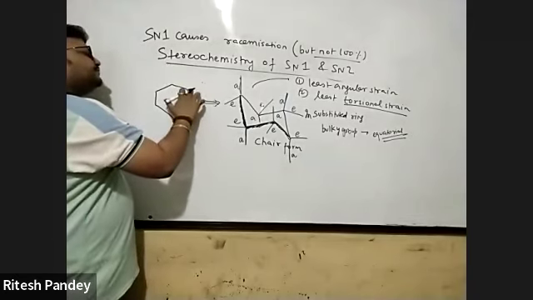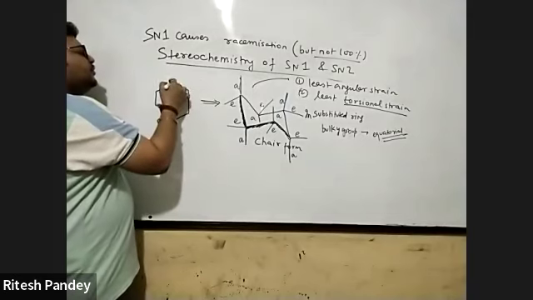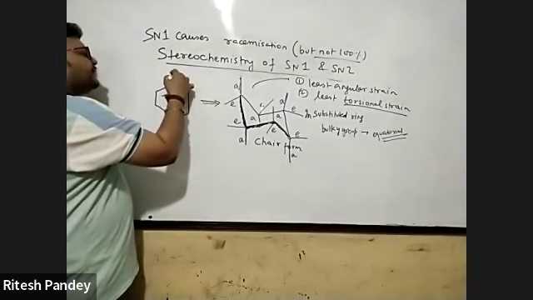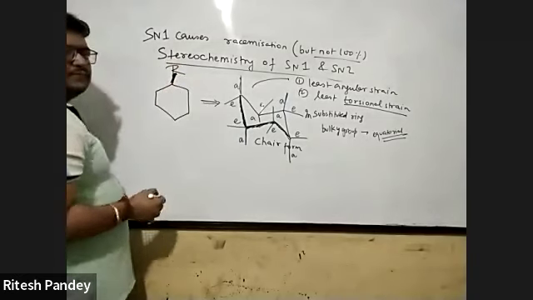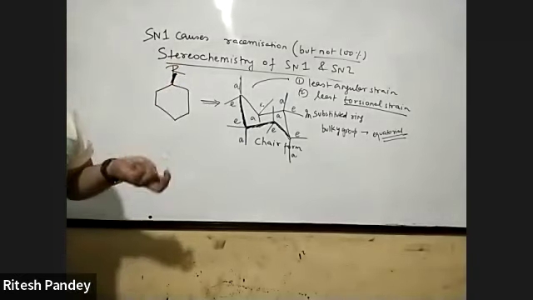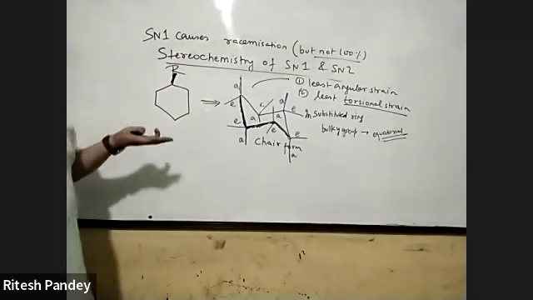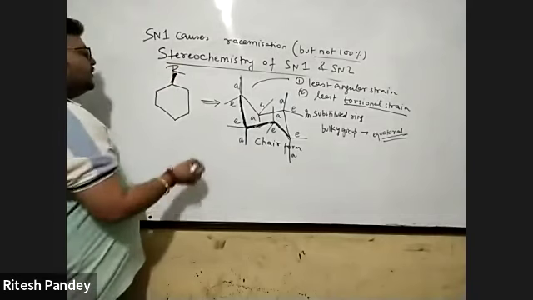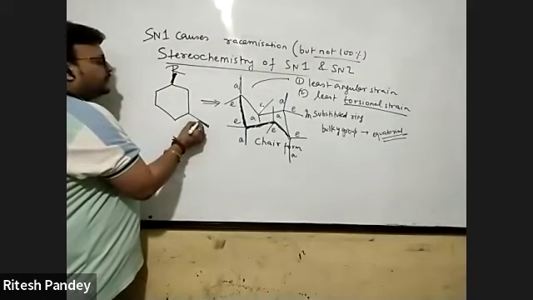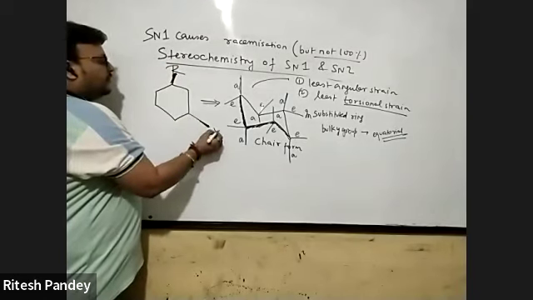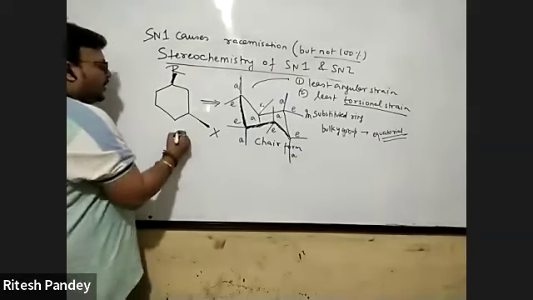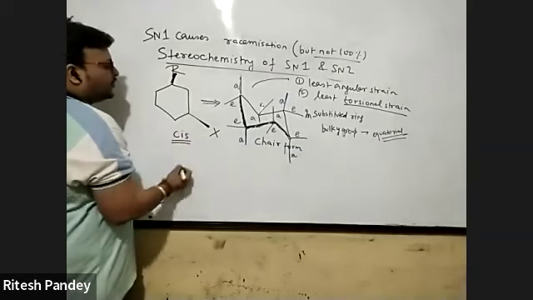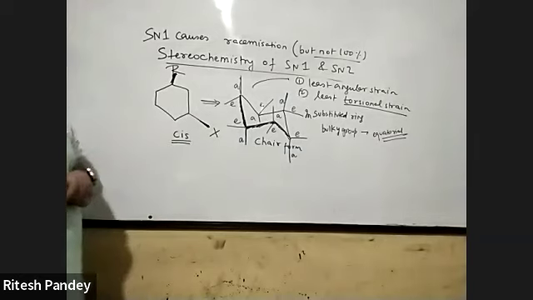Now let me take you to a situation where you have a bulky group, which is an alkyl group. Any group other than hydrogen would be bulkier compared to hydrogen. Yes or no? And you have an X here as the leaving group, which I'll call as the corresponding cis isomer.